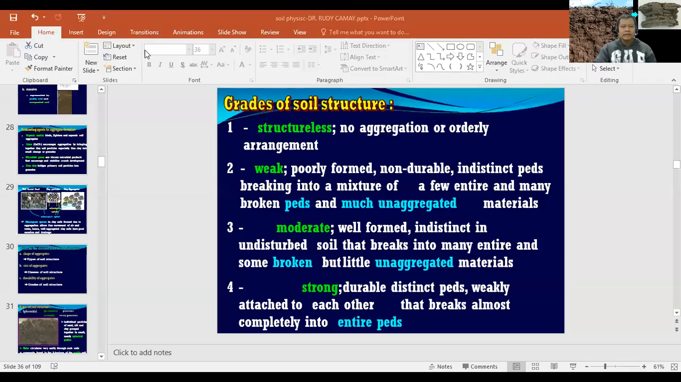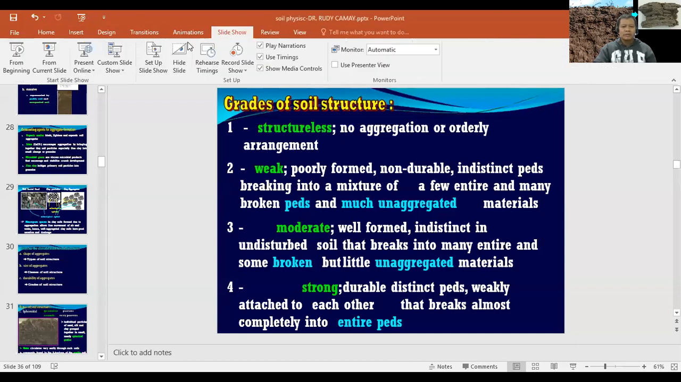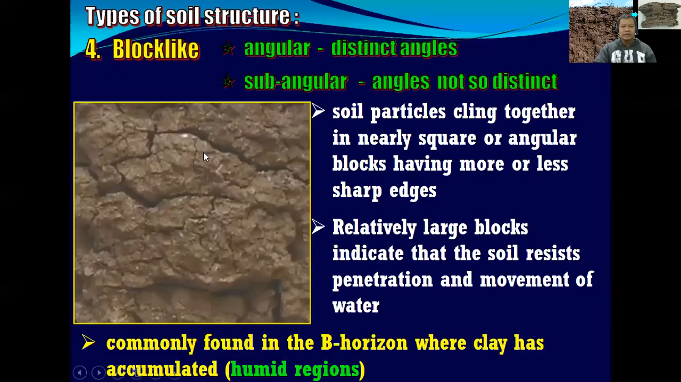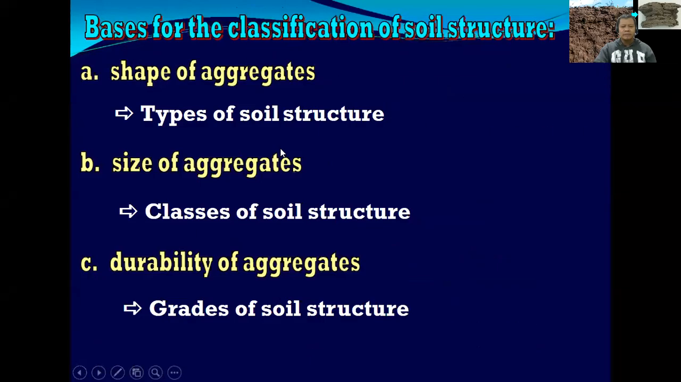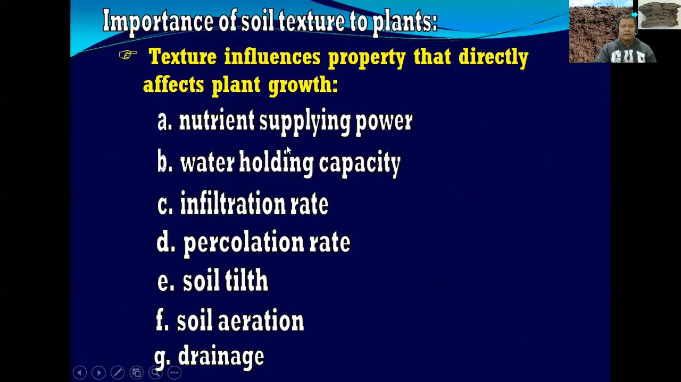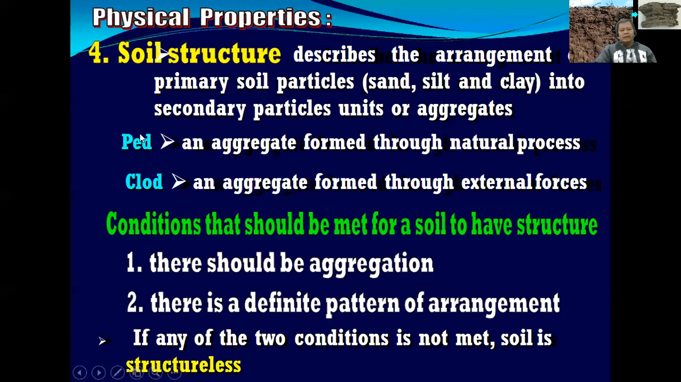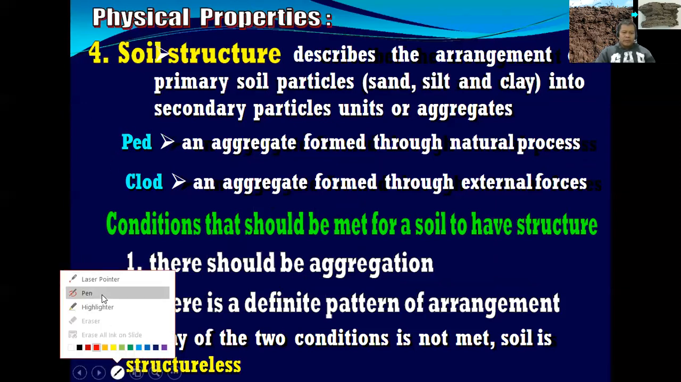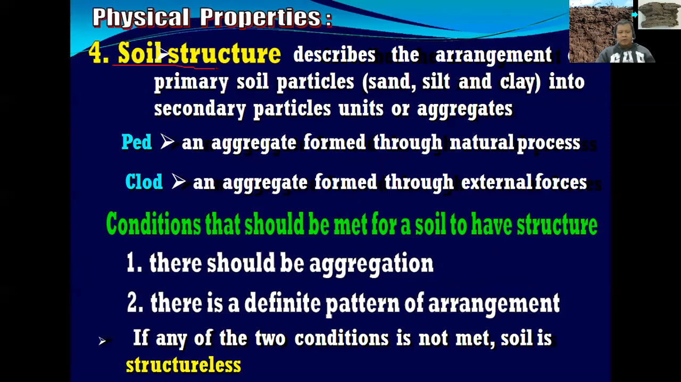All right, so let me enlarge the screen now. Slideshow from current slide. Okay, let's go back. All right, so one of the physical properties of the soil is soil structure. Of course, soil structure affects the different properties of the soils, and eventually affects the management of the soils and also agricultural production.